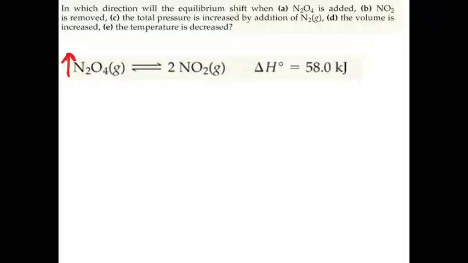Do you think this will shift the reaction to the left or to the right? To the right. It's going to be to the right. Anytime you have an up arrow, the reaction is going to be shifted away from that up arrow. In order to restore it back to equilibrium, it needs to use up some of that extra N2O4. So for A, I'll just say to the right.